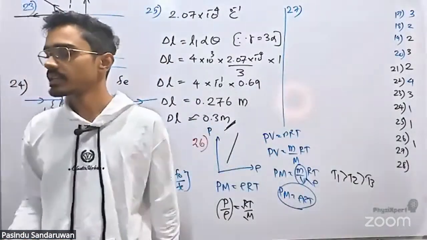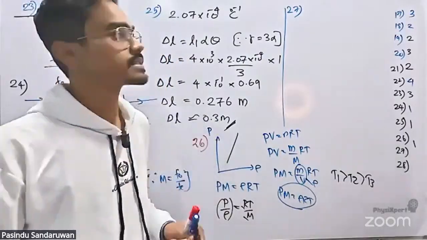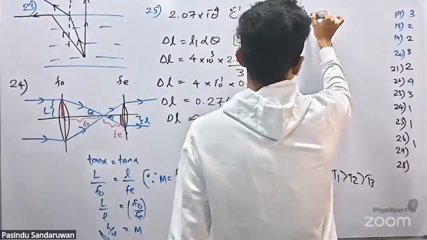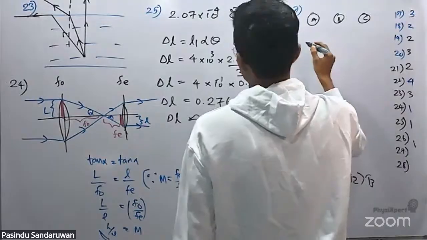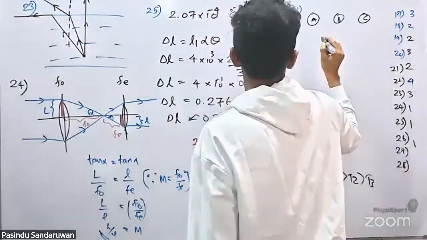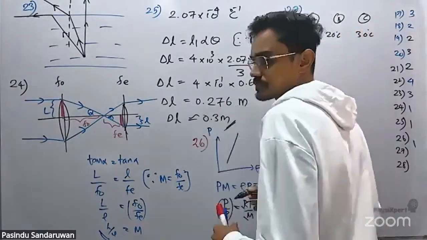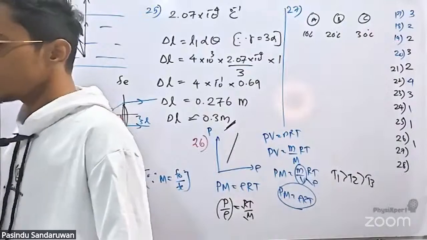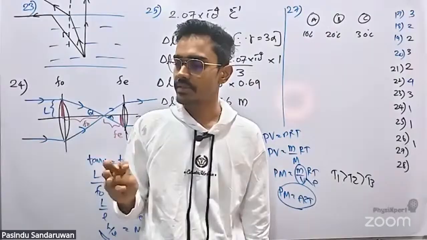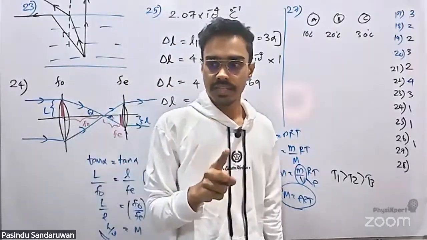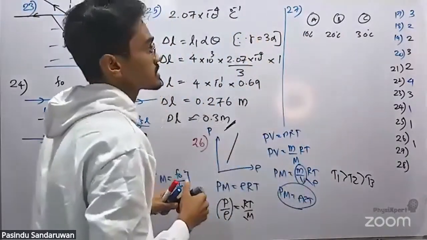Okay, then 27. Temperatures of three liquids A, B, and C are 10, 20, and 30 respectively. When equal masses of A and B are mixed, the final temperature is 17. A hint is given: equal masses of A and B are mixed.